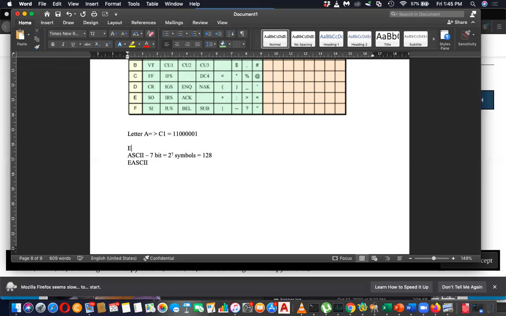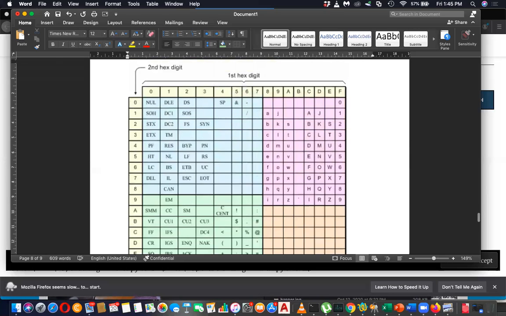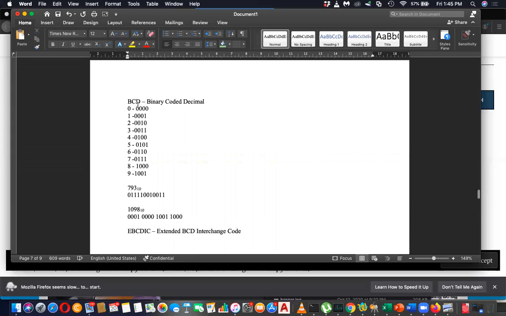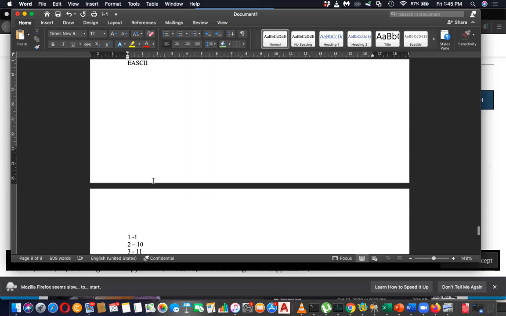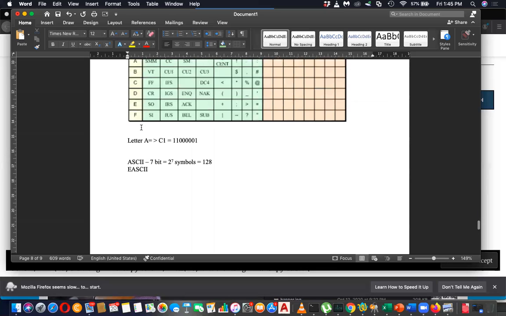BCD has 4 bits. Maximum it can go for 16 symbols. 4 bits means 16 symbols. Extended ASCII is 8 bits. How many symbols? EBCDIC is also 8 bits. How many symbols altogether? 2 to the power 8, which should be 256 symbols maximum. It could go for 256.